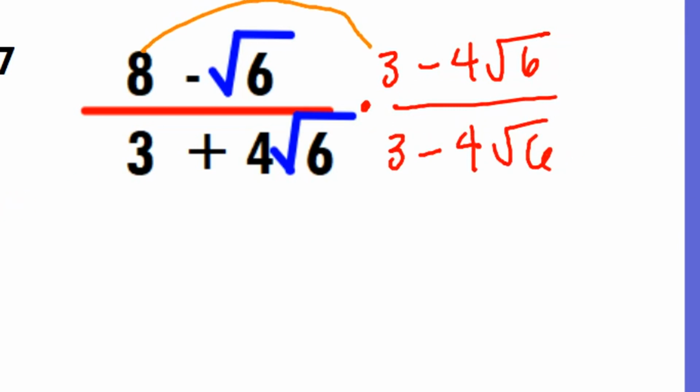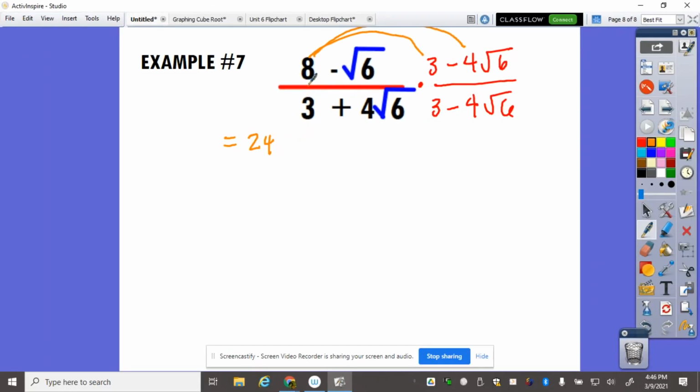So 8 times 3 will give us 24. 8 times negative 4 square root of 6. Again, you're going to multiply the coefficient of negative 4 and 8. That will give you negative 32 square root of 6. And then negative square root of 6 times 3 is negative 3 square root of 6. Negative square root of 6 times negative 4 square root of 6, there's a 1 here, so negative 1 times negative 4 is positive 4. Square root of 6 times square root of 6 is just going to be 6.